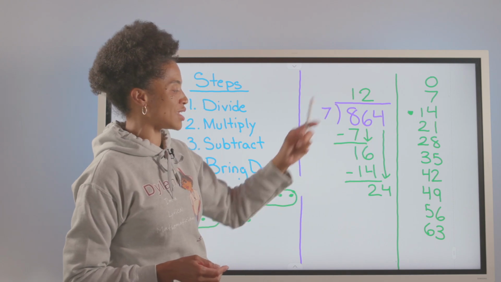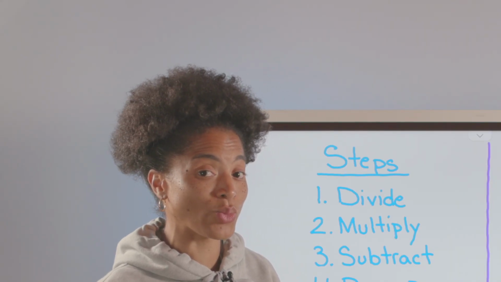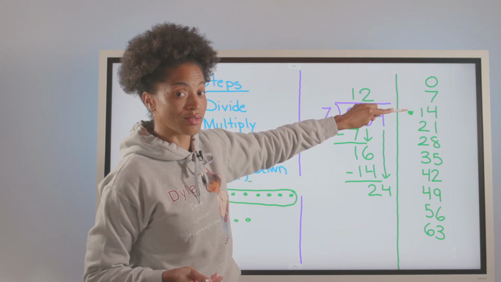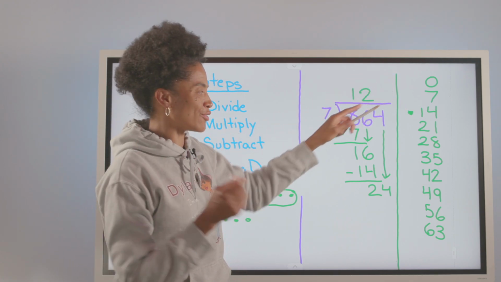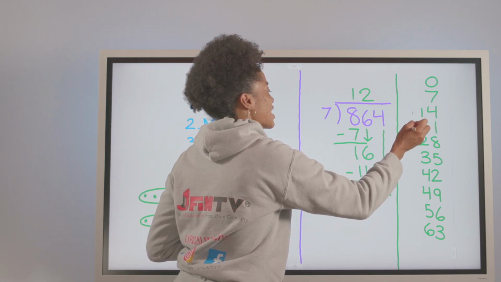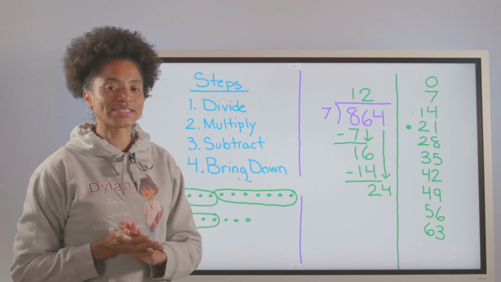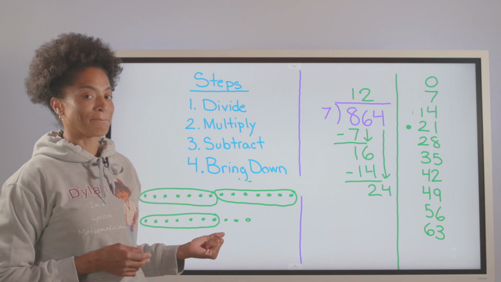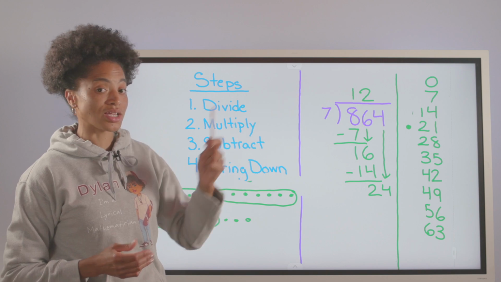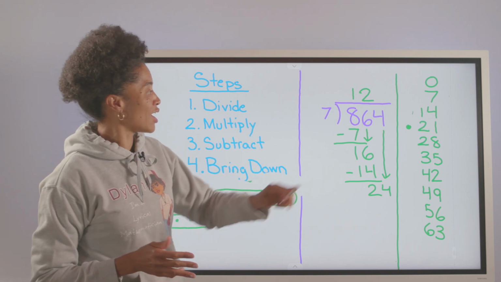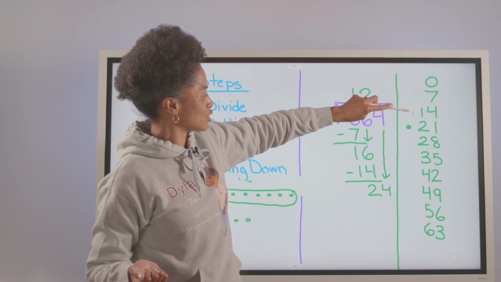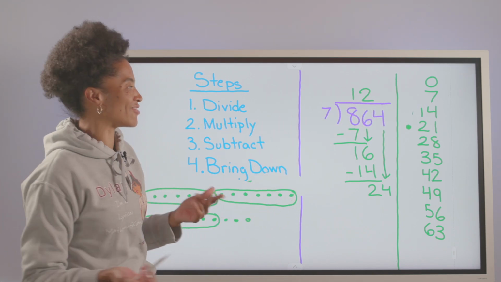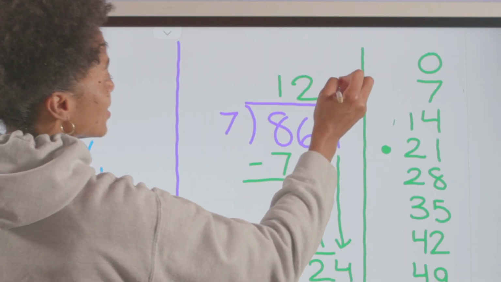Go down your list. Do not pass 24. Where would I stop? Did you say 21? Perfect. Stopping at 21 this time. How many groups of 7 do we have at 21? You can take a look here. You can take a look there. Either way works, right? 0 groups, 1 group, 2 groups, 3 groups. 3 groups of 7. So divide, put the number on the top.